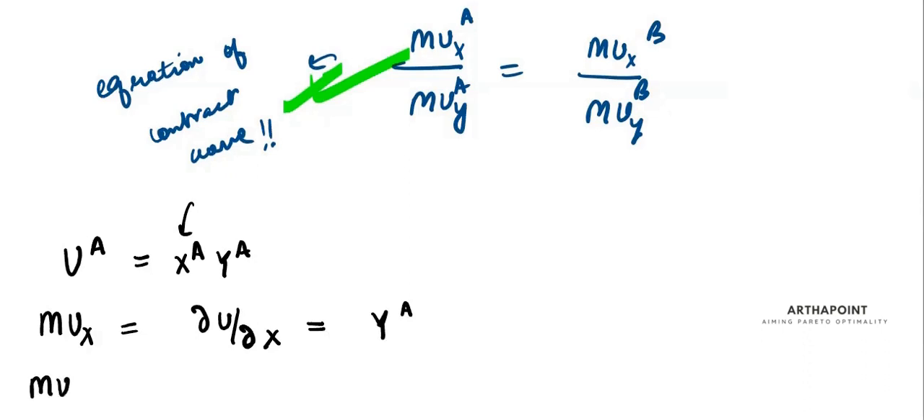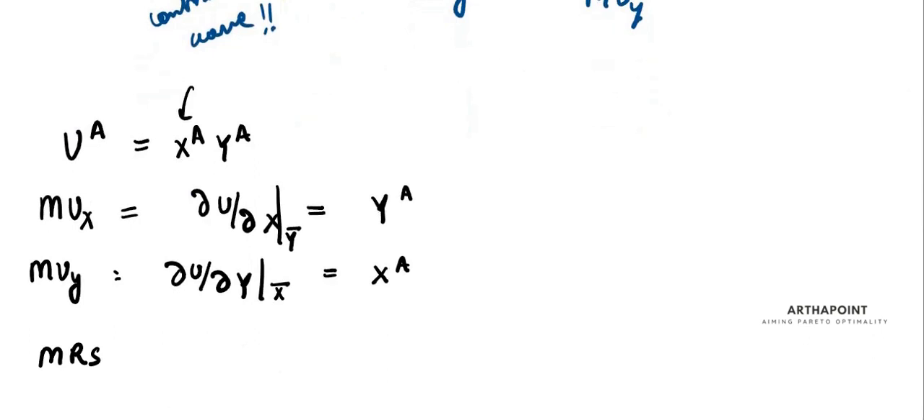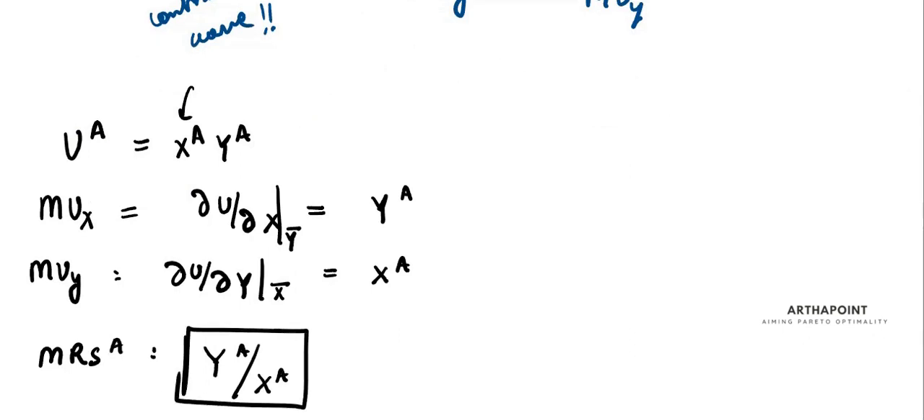What will be MUY? How does utility change when Y changes, holding X constant? Here Y is held constant, so this will be XA, since X is a constant. And what will be the MRS of individual A? It would be YA by XA, because this is MUX by MUY.